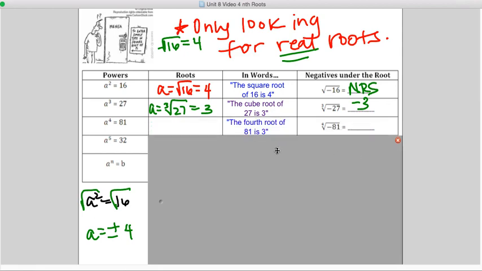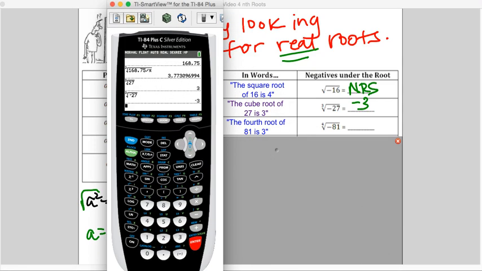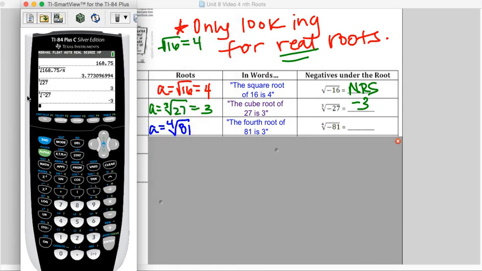Moving on, a to the fourth equals 81. The way we would solve this one is you would say a is equal to, get rid of the 4, you do the fourth root of 81. So type this in on your calculator. Fourth root: we hit 4 because it's not already given, and then you go math, and you see number 5 is the x root. Now it's the fourth root of 81. That's going to give me an answer of 3. 3 times 3 times 3 times 3, 4 times, is 81, so that answer is 3.